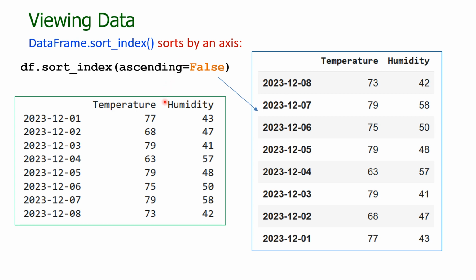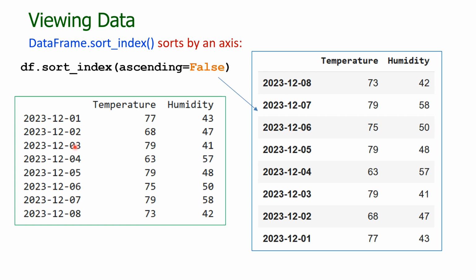We can also sort in descending order by passing ascending equal to false as the parameter. The default value of ascending is true, in which case the index will be sorted from low to high. That means from 1st December to 8th December, this is the default ordering. Since our original data frame is also in the ascending order, it is not going to change. So the output will be the same.